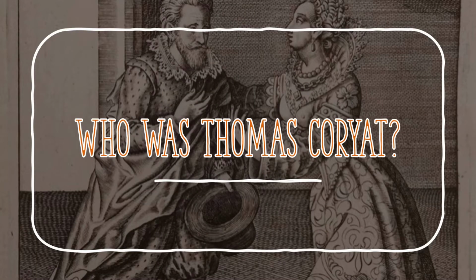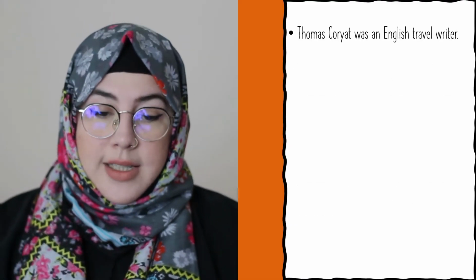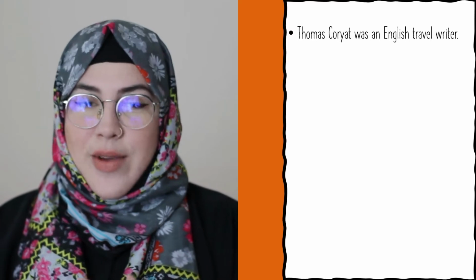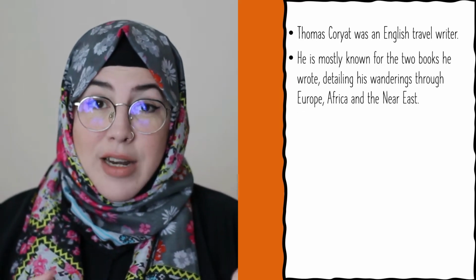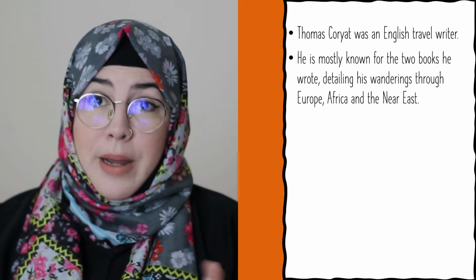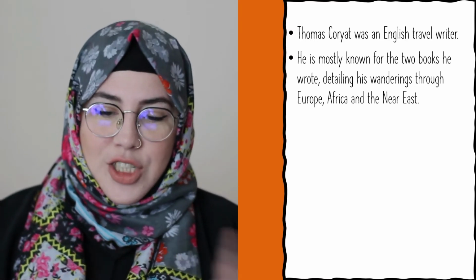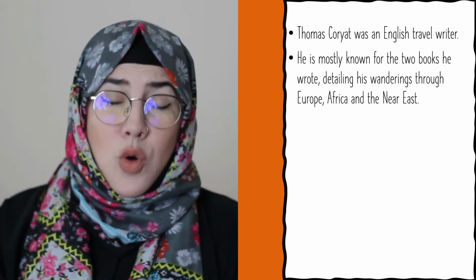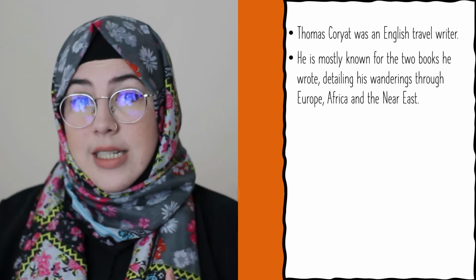So the question remains, who was Thomas Coryat? Thomas Coryat was an English writer. He is mostly known for writing two books detailing his wanderings through Europe, Africa and the Near East. He was known to be a little eccentric. One of my favourite parts is when he details the platform shoes that the Venetian women used to wear in Renaissance Venice. He was employed by Prince Henry, who was James I's son, as a type of court jester actually, from 1603 to 1607.